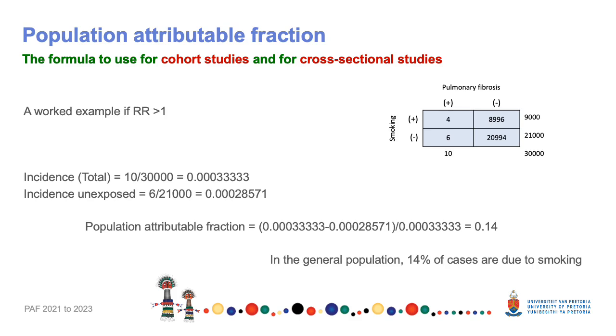Here we have a worked example, and you can work through this. You see the incidence for the total is 10 out of 30,000, and the incidence in the unexposed group is 6 out of 21,000. So you work out the incidences, and then you substitute in the formula from the previous slide, and we find that the population attributable fraction is 0.14. This means that 14% of cases in the general population are due to smoking.